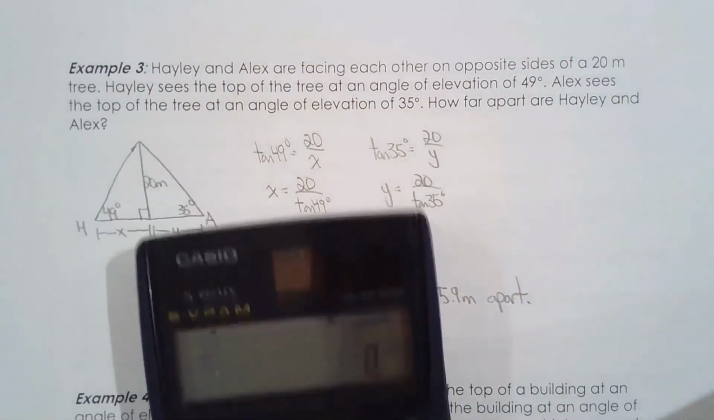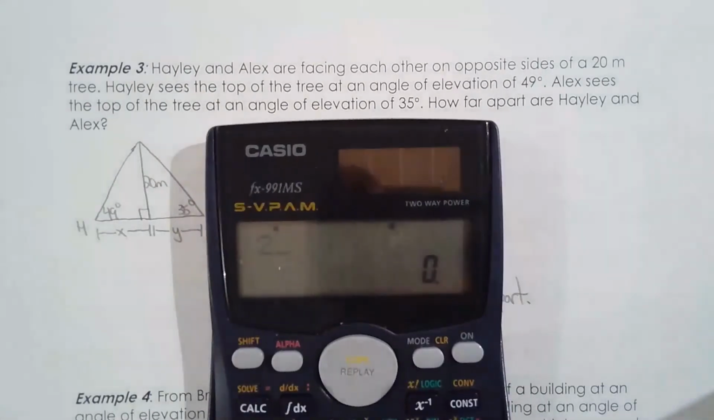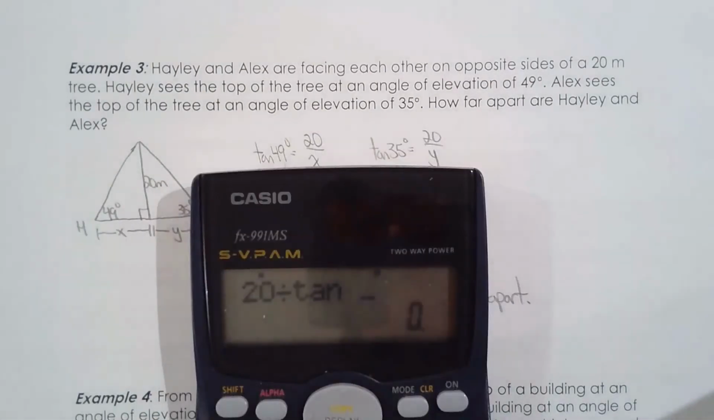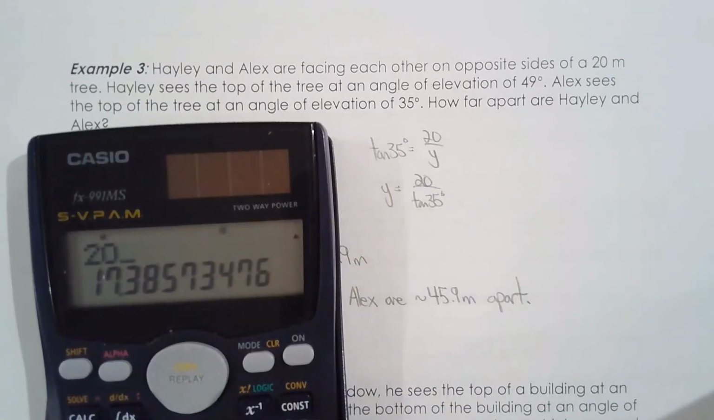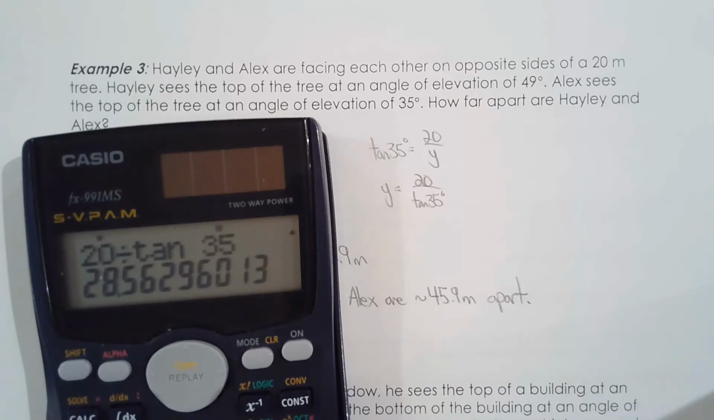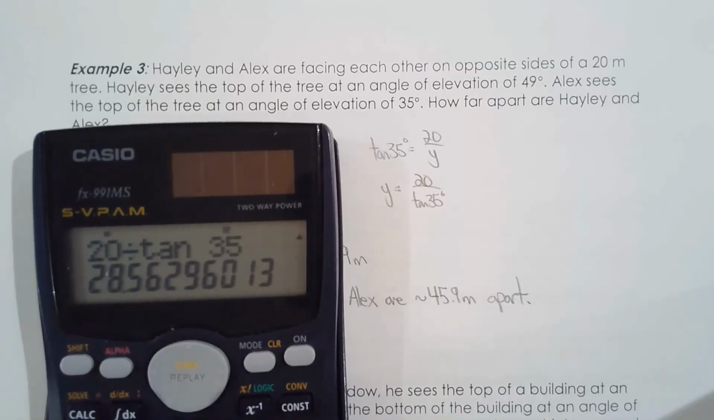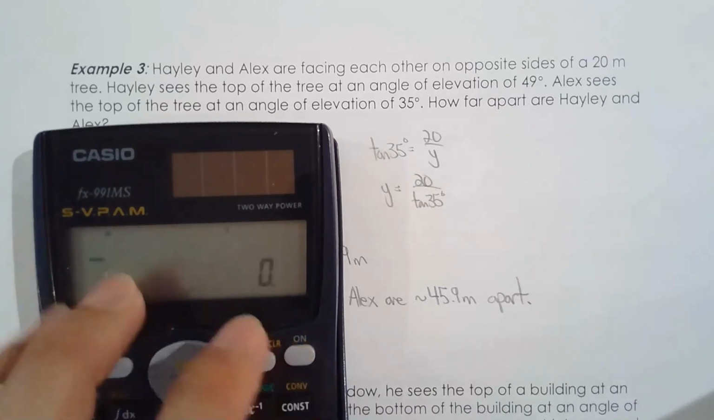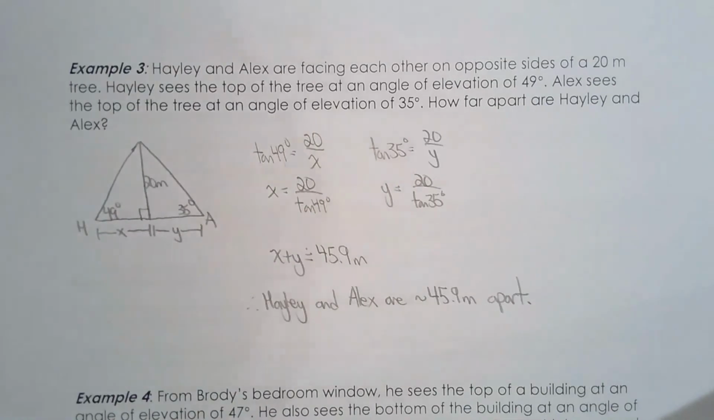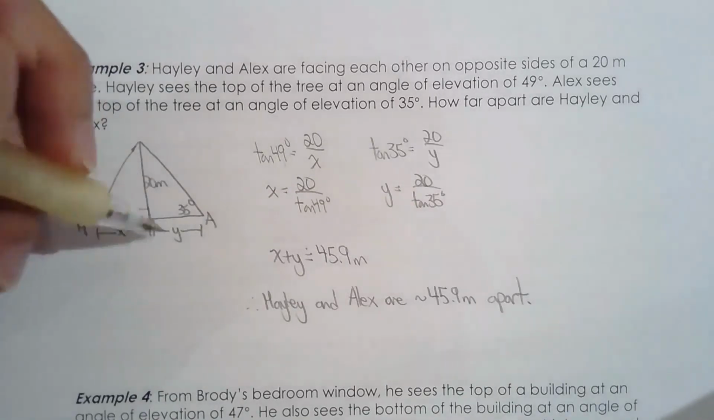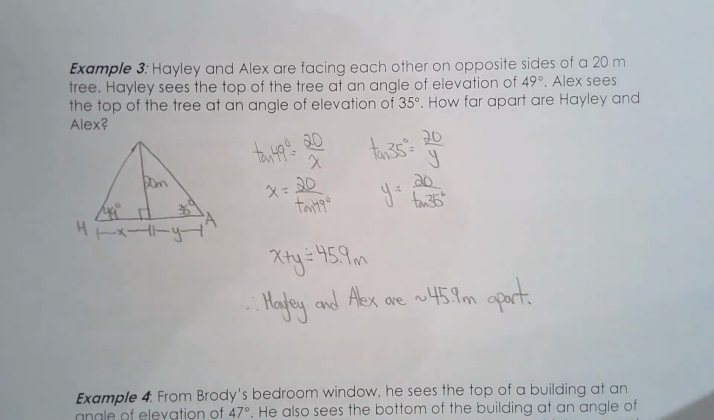Just out of curiosity, how far is Haley from the tree? About 17.4. And Alex is 28. So, like I said earlier, because Alex has to tilt his head, well, Haley has to tilt her head higher, so she has to be closer, assuming they're the same height. Yeah. So this is called a double right triangle problem because you have two right triangles.